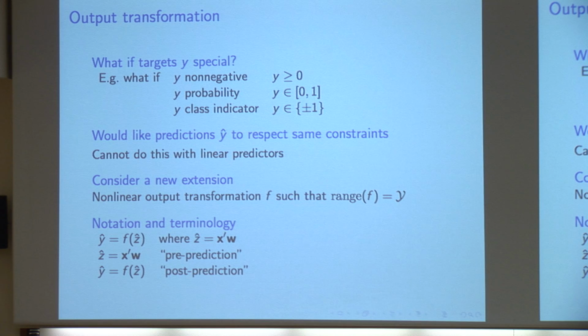Another type of structure we'll encounter on the output space, at least in the scalar setting, is a class indicator. Maybe we're really interested in a classification problem, say a binary classification problem, where we have positive instances and negative instances. Each of these things are constraints on the output space.